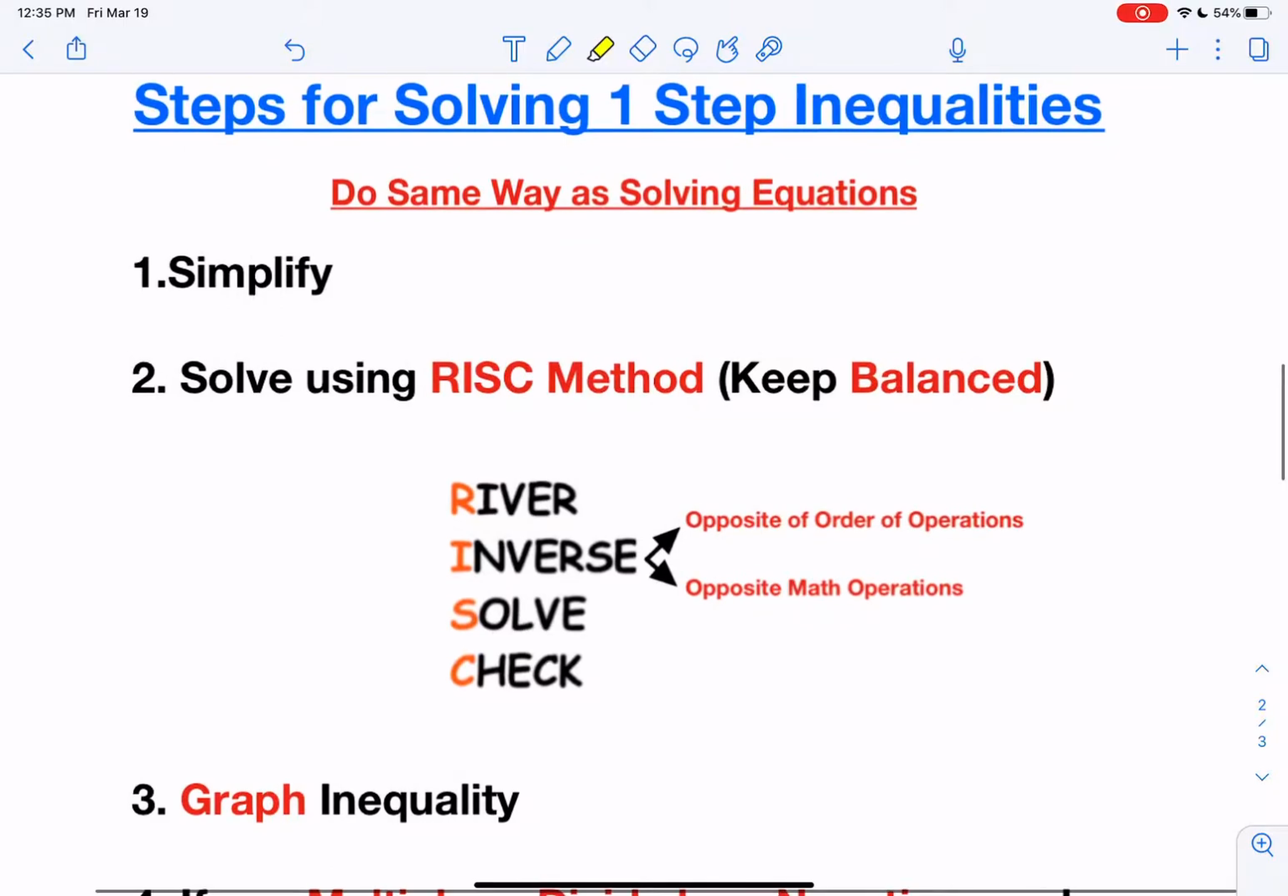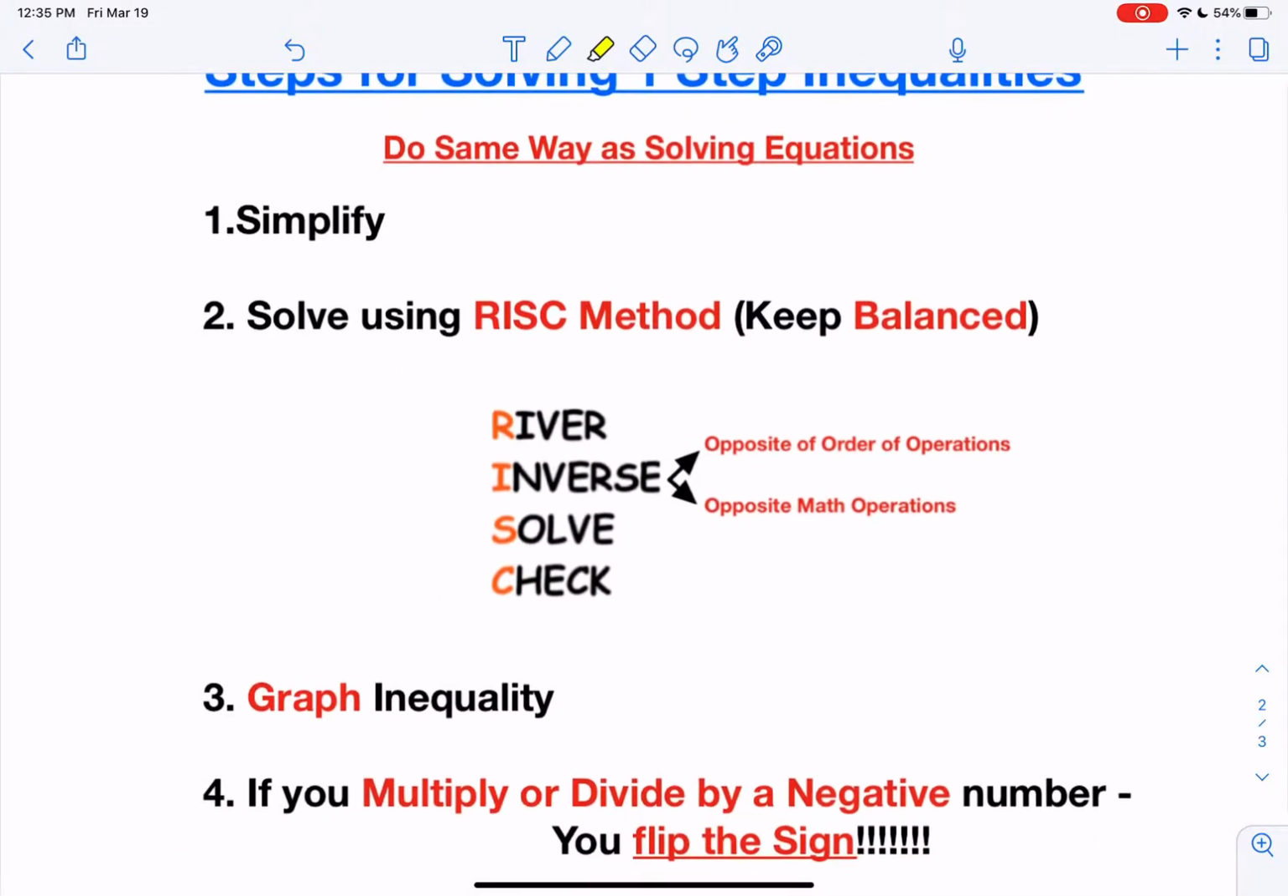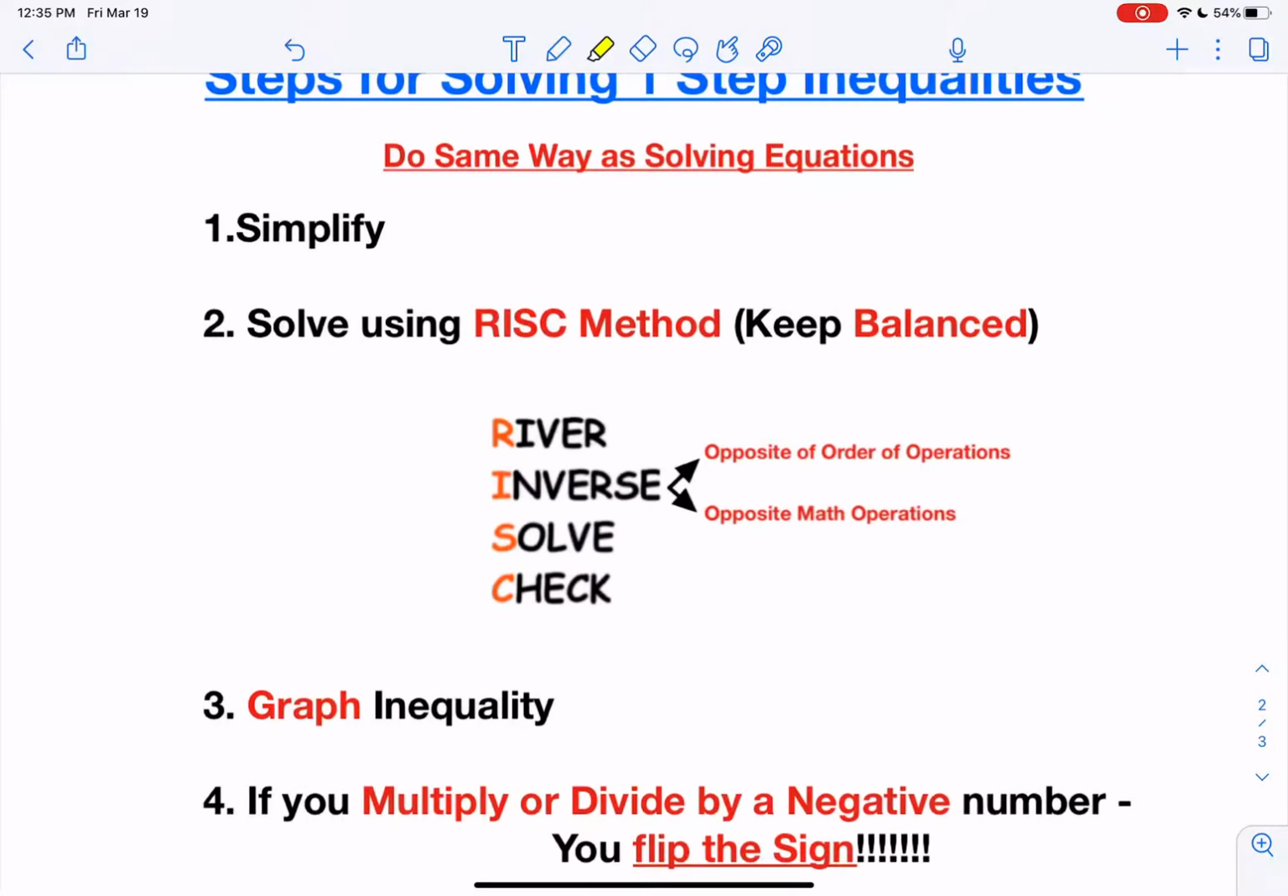What are the steps for solving one-step inequalities? Well, the nice thing about inequalities is that you're basically doing the same thing as when you solved equations. There are a couple of differences, but for the most part, it's exactly the same. The first difference is that because you have more than one answer with an inequality, we graph them. So when we're done solving one-step inequalities, we need to graph the inequality, the answer.